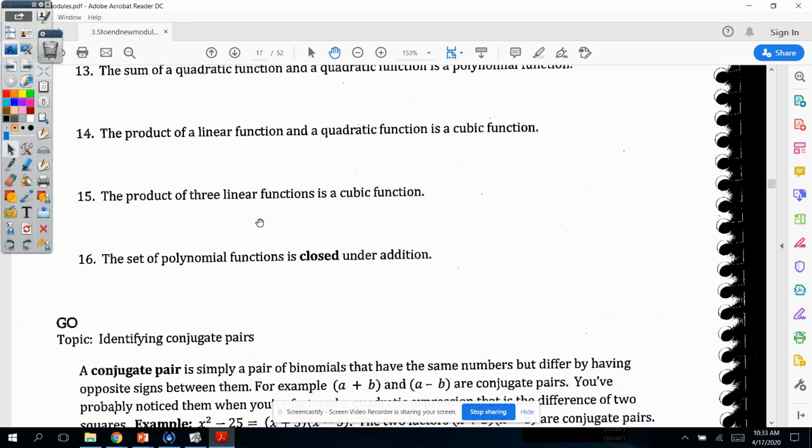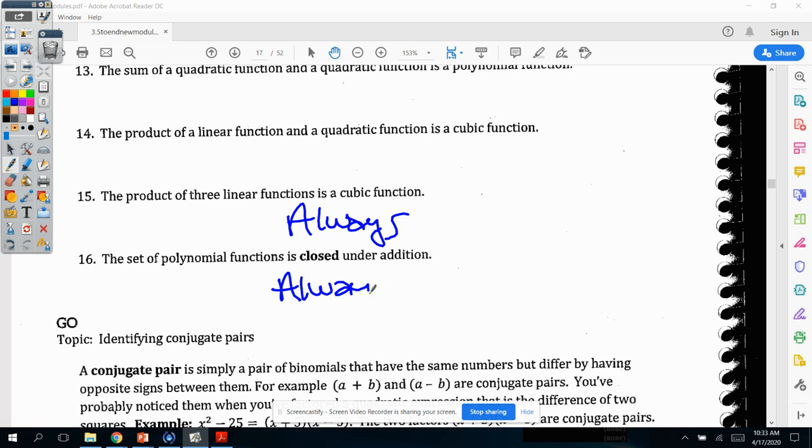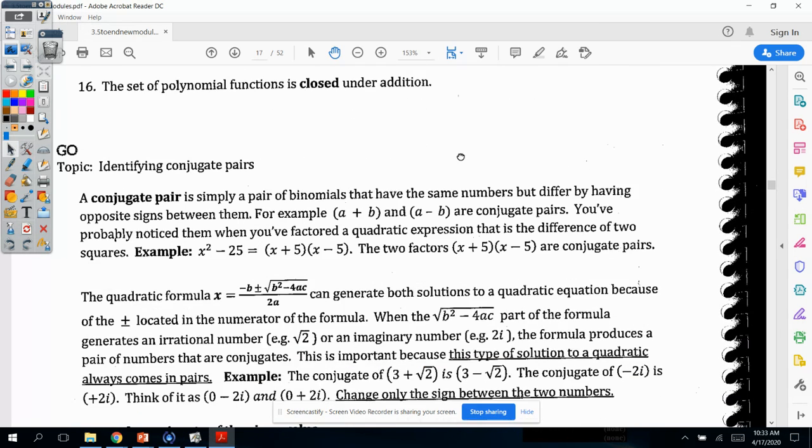If you multiply 3 lines, do you get a cubic? Yes, you do. That is always true. And I just answered the question for this. Polynomial functions are closed under addition. That is always true. Every time you add polynomials, you'll get a polynomial. Even if they're kind of opposite, you'll still get that constant.